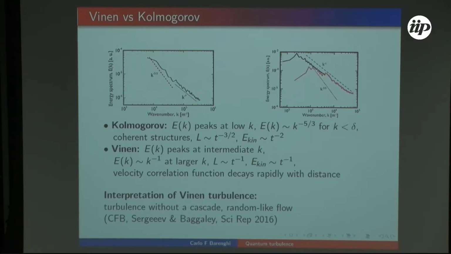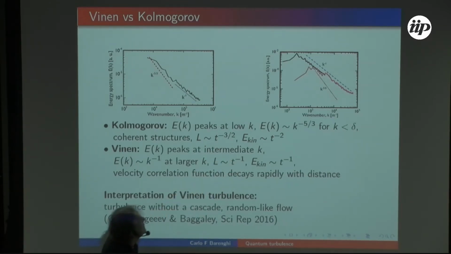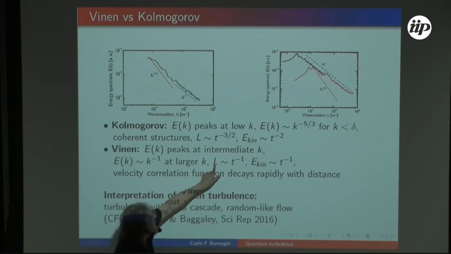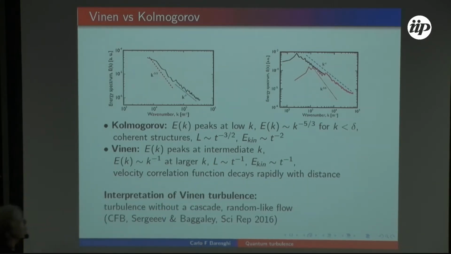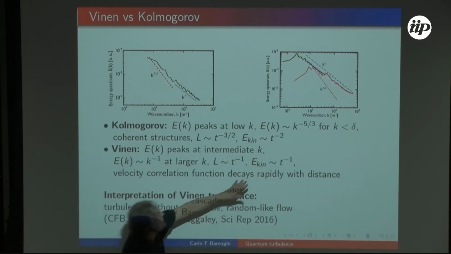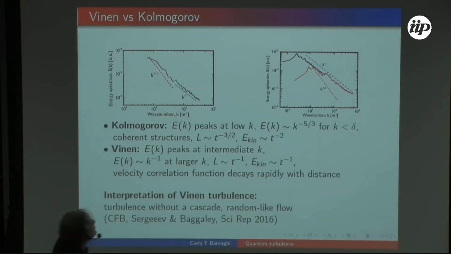The energy spectrum seems to peak at mesoscales, typically of the order of the distance between vortices. Then other signatures for this Vinen turbulence are the different way in which it decays, which can be measured. So the vortex length decays slower than in the case of Kolmogorov turbulence. The power is T to the minus 1 rather than minus 1.5. And the energy also decays like T to minus 1 rather than minus 2.